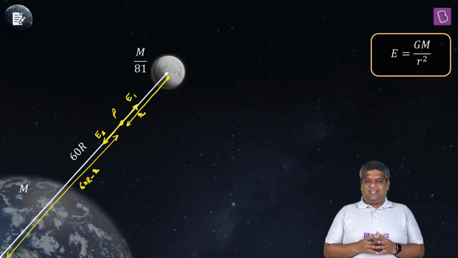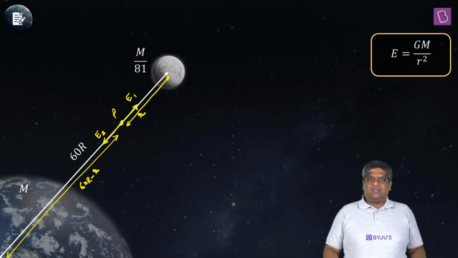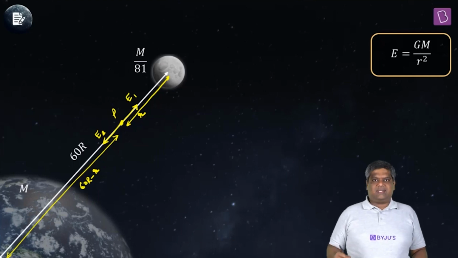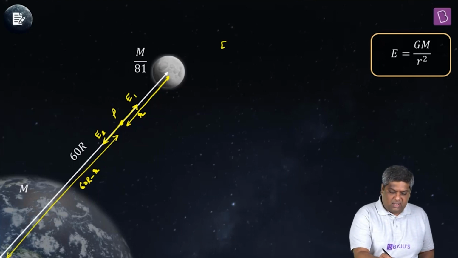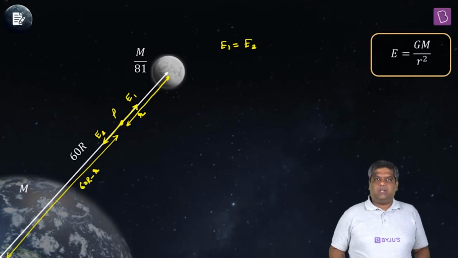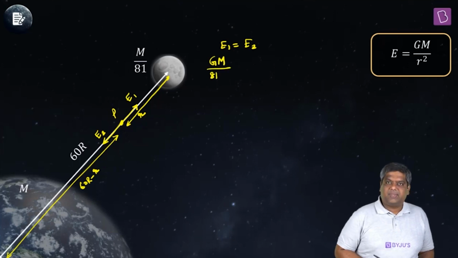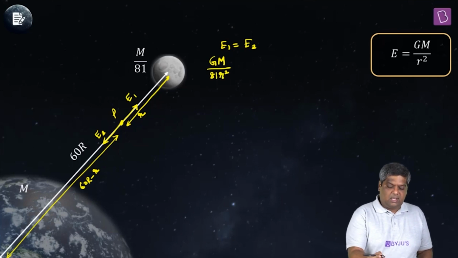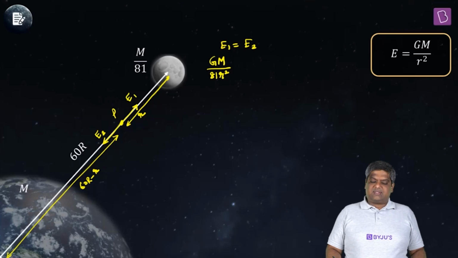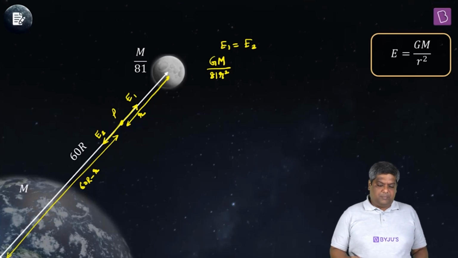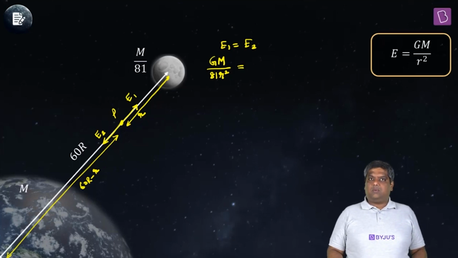And at P, the net gravitational field must be 0. So E1 and E2 should be equal in magnitude and opposite in direction. So the magnitudes must be equal, opposite in direction taken care of. So I must have E1 is equal to E2. What is E1? Well, it is G times mass of the moon, which is M by 81, and the distance from point P is r, so it will be r squared. Here M is the mass of the earth, so mass of the moon is M by 81 as provided in the problem. Must be equal in magnitude to what?